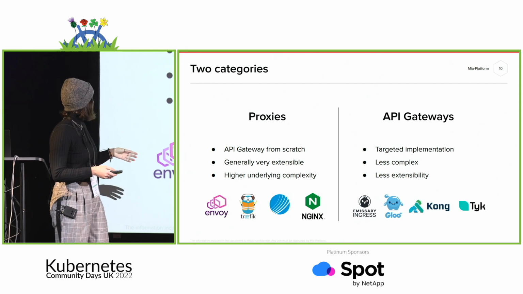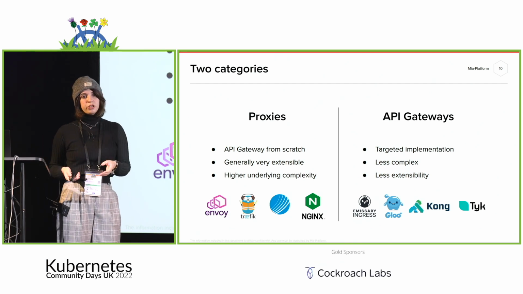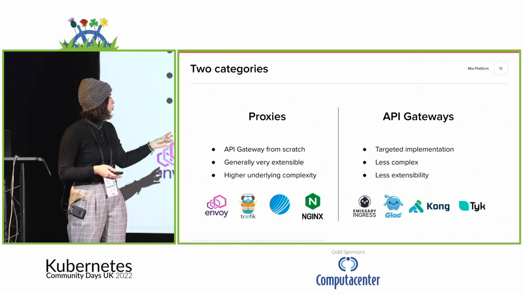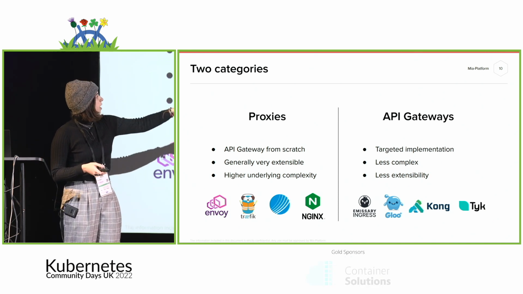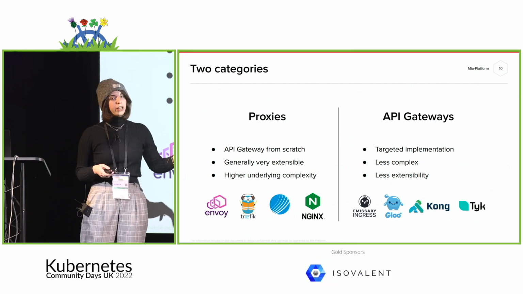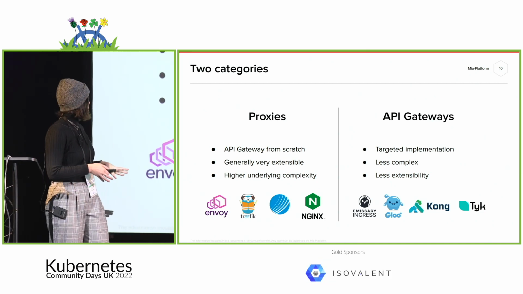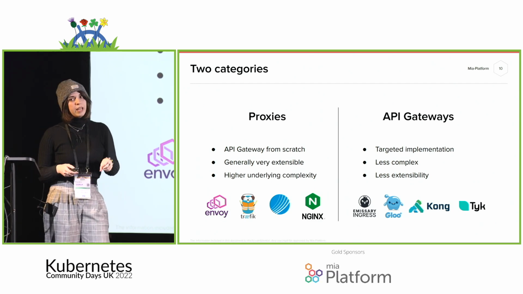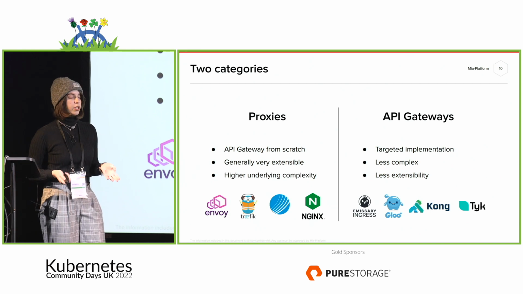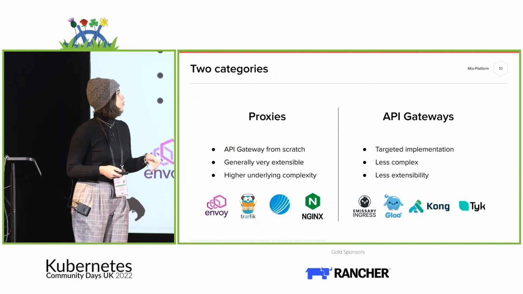So I put here a list of a few tools that I had the opportunity to analyze. On the proxy side, we have Envoy, Traefik, Contour, and Nginx. And on the other side, the API gateways, we have Emissary, Gloo, Kong, and Tyk. I personally picked 4 among these tools, and we're going to have a close look at the noteworthy features of these tools in a few minutes.